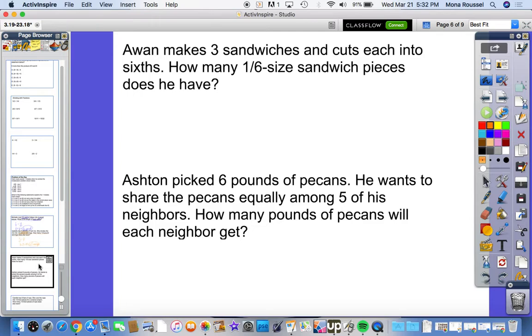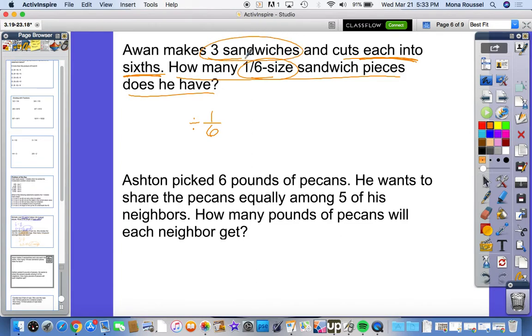So if we look at this one, Awan makes 3 sandwiches and cuts each piece into 6ths. How many 1/6 size sandwich pieces does he have? So our question is, how many 1/6 size sandwich pieces does he have? That's telling us right here what size it is, and it also mentions it right here. That's cut into 6ths. If we're cutting into equal pieces, that's division. That's how we know it's division.